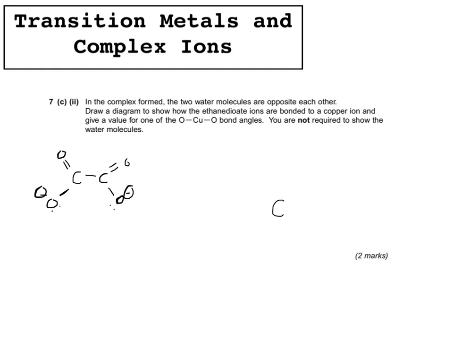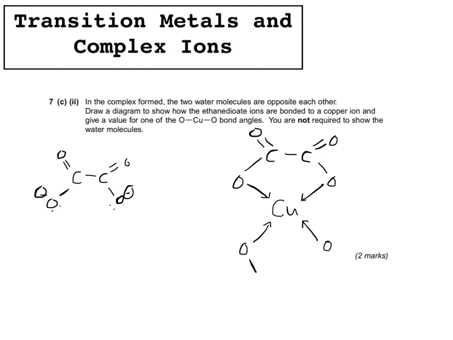So what you'll have is copper, and when you're drawing these, I recommend that you draw the dative bonds first, just so you get everything in the right position, and then your oxygens that are doing the dative bonding, and then your Cs, and then draw your double bonds from those Cs. So that'll get you a couple of marks, and then the bond angle between the O, Cu, O is going to be 90 degrees. So bond angle is 90 degrees.